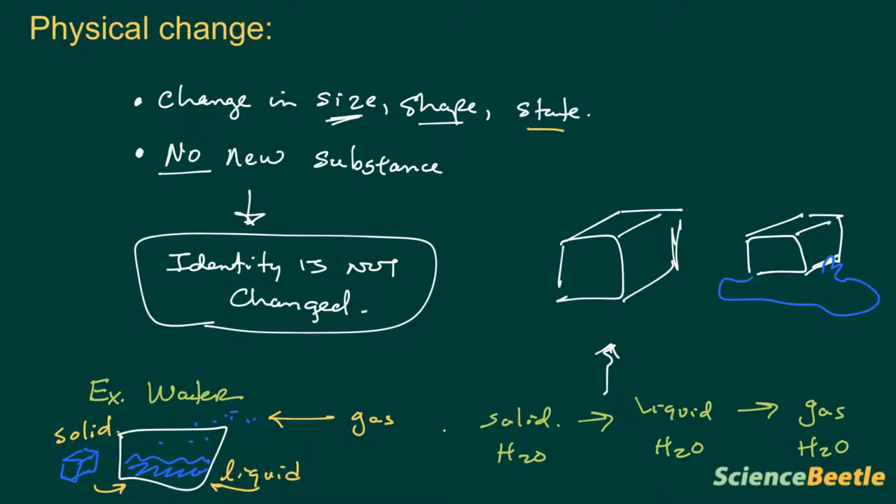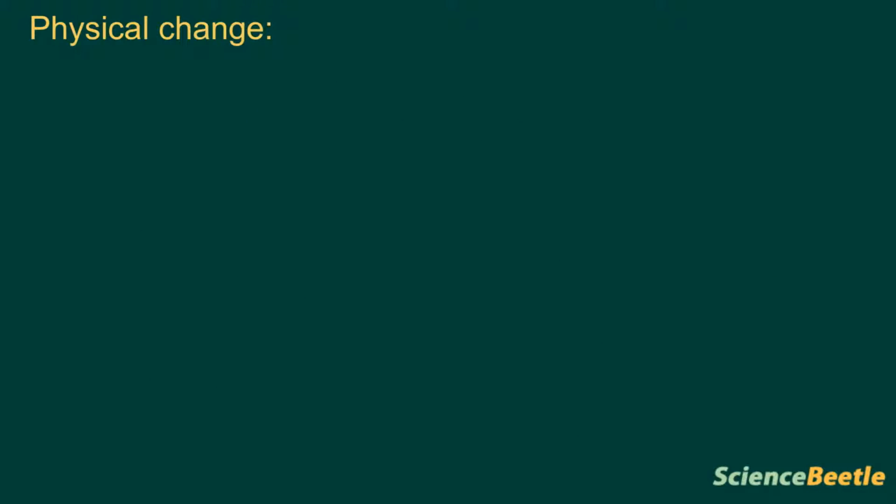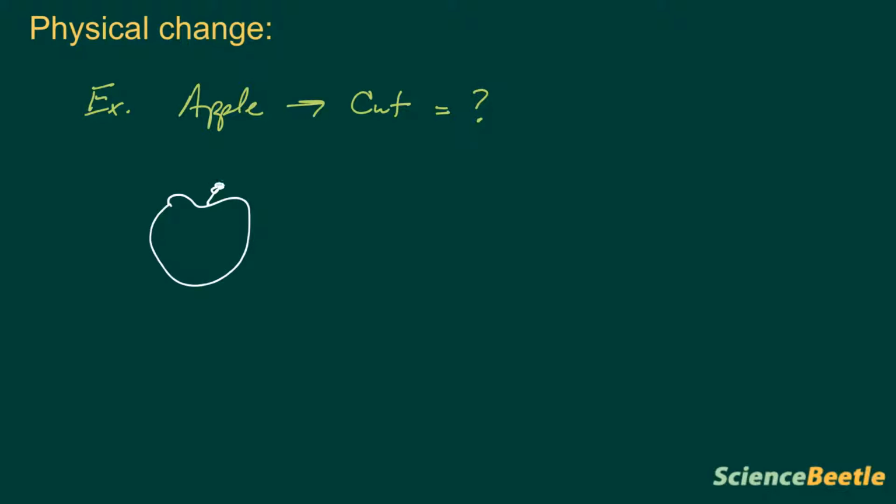So let's look at a couple of other examples here. What if I were to ask you, what about if we have an apple and we go ahead and cut this apple? Is this a physical change? Well, since you're starting off with an apple, and this is my best example here of an apple, right, there's an apple.